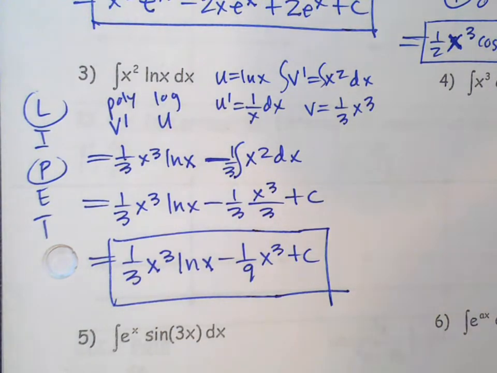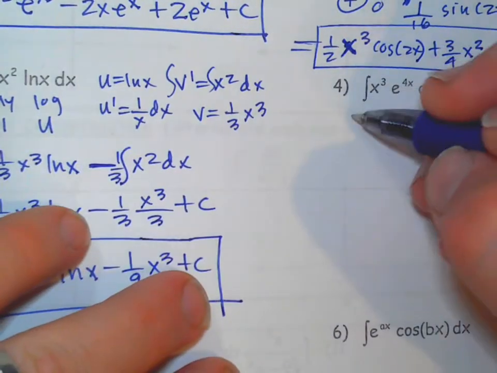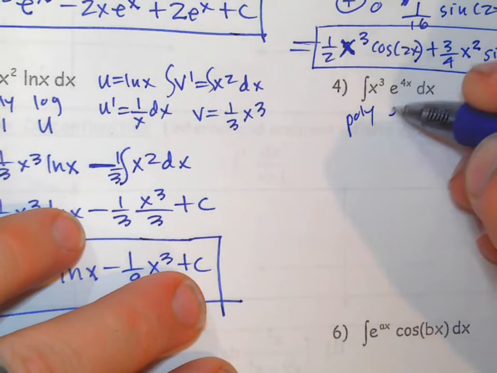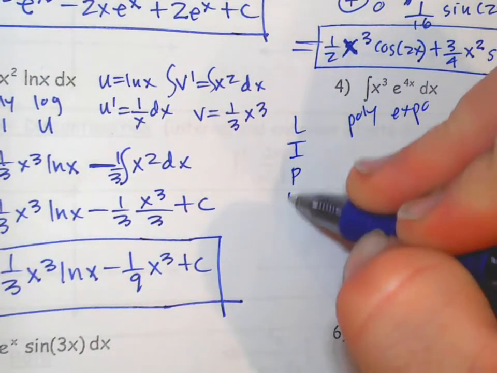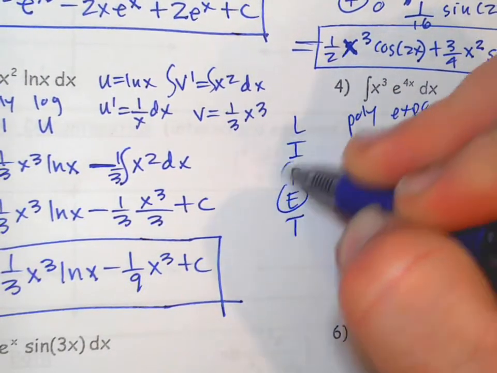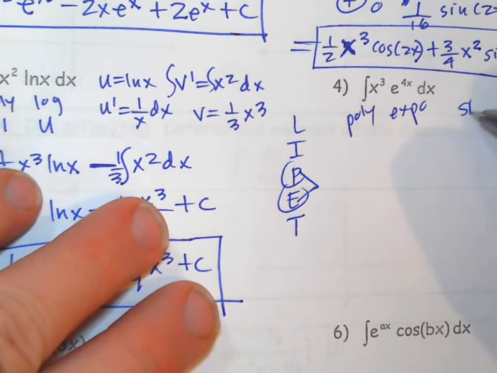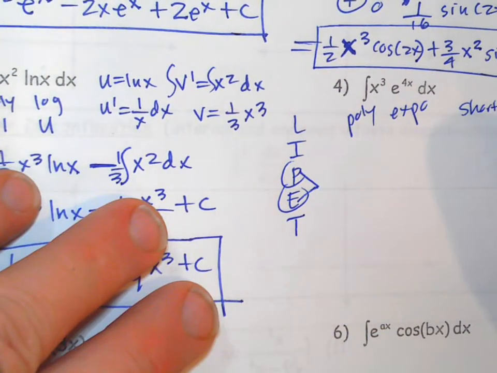Okay. Let's try the next one. Next one has poly-expo, LIPET. Poly-expo is a shortcut. You should use it. Otherwise, it'd be a terrible problem.